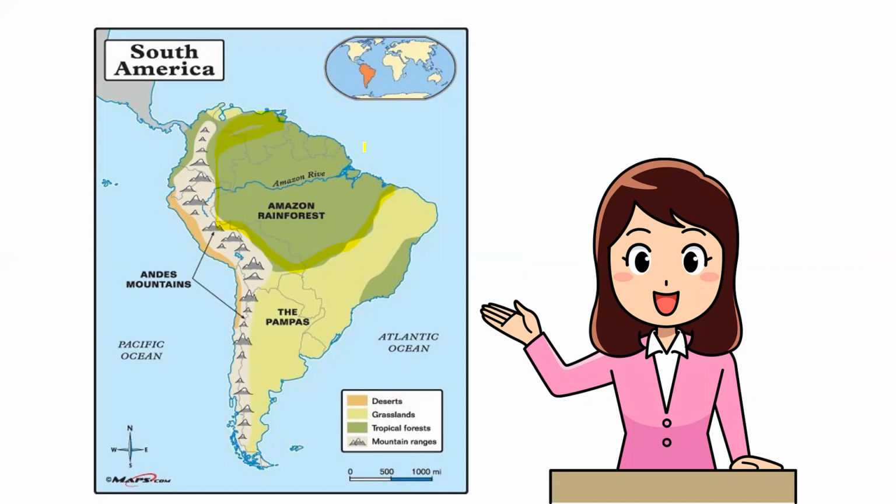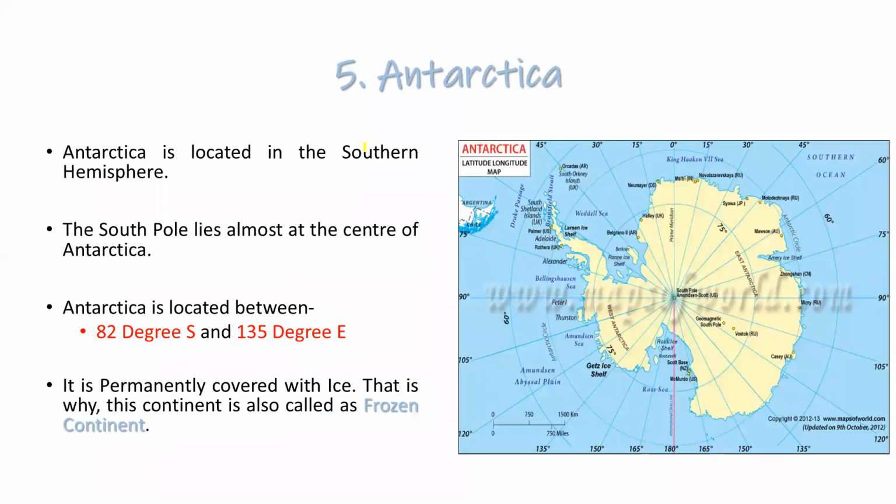Now children, let us talk about Antarctica. Antarctica is located in the southern hemisphere. And you have to understand that it is not only located in the southern hemisphere, but it is located at the extreme south. The South Pole lies at the center of Antarctica. Imagine this is the South Pole, children. We have read about the North Pole and the South Pole, right?